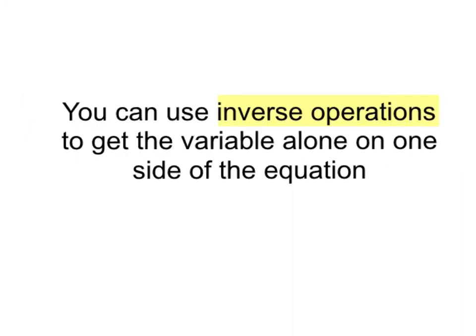You can use inverse operations to get the variable alone on one side of an equation. Remember that an inverse operation is just doing the opposite of whatever's happening in the original equation. And remember, when you're moving a number, you're moving it away from the side with the variable.